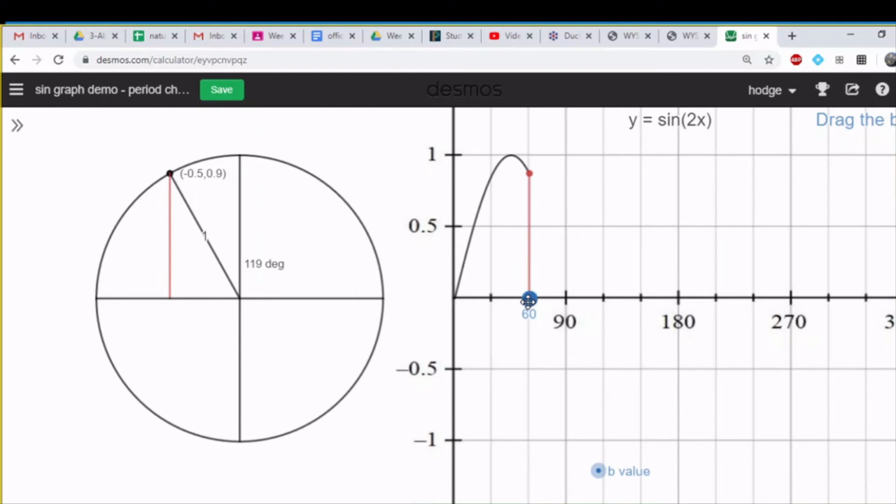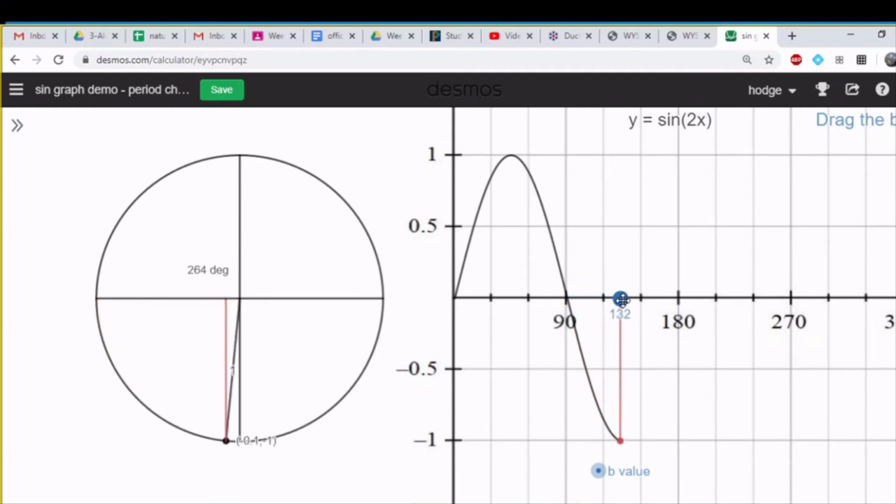I'm going to keep increasing x. Look what happens on the circle as we do this. By the time I get to 90 here, we're already halfway around the circle because we plugged a 90 for x, but 2 times x is 180. So to get the sine ratio of 180, we'd have to turn to here. We're basically speeding things up. We're going twice as fast around the circle as we were before.